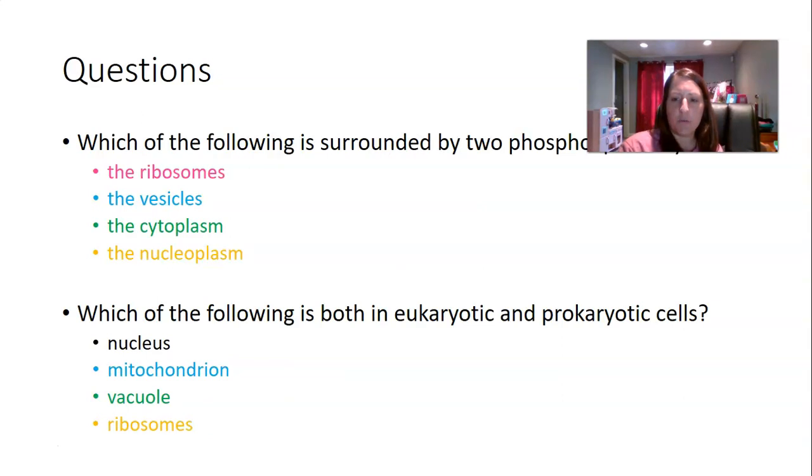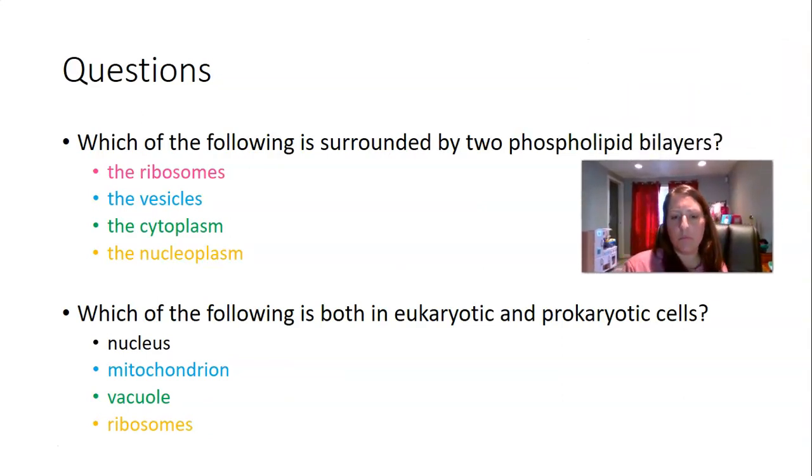Okay, first question. Which of the following is surrounded by two phospholipid bilayers? So which one has a double membrane? Ribosomes, vesicles, the cytoplasm, or the nucleoplasm?